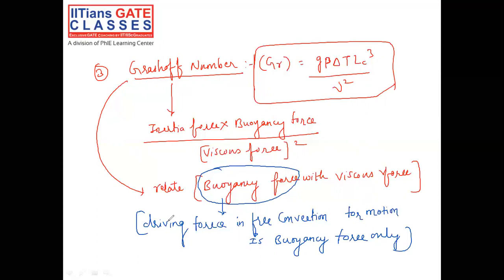In forced convection, the driving force is not a buoyancy force. There is some external agent, or maybe some external driving force is there, so that the fluid starts moving with some velocity. But in free convection, there will not be much velocity. It is just flowing with the help of buoyancy force. So that is the whole basic idea about the Grashof number. So it relates the buoyancy force and the viscous force.